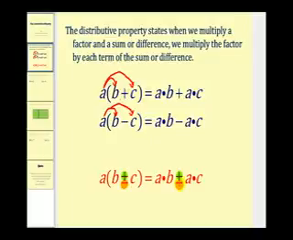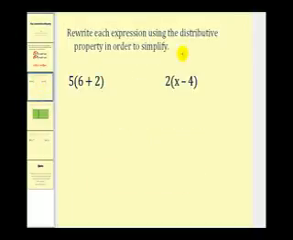Let's go and take a look at some examples. We want to rewrite each expression using the distributive property in order to simplify. So in this first example, we have 5 times the quantity 6 plus 2. So we'll multiply the 5 and the 6 and also multiply the 5 and the 2. So we'll have 5 times 6 plus 5 times 2. We have now applied the distributive property, and now we'll continue to simplify.